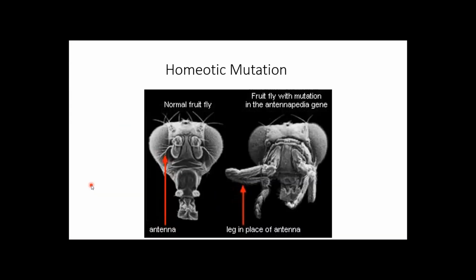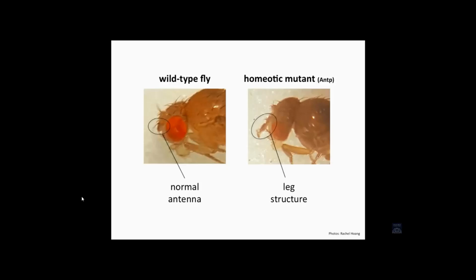This is a better picture of the homeotic mutation. We have a normal fruit fly, and this is its antenna. And in this mutation, the legs have been transposed, and they are where the antenna should be. That's due to a Hox gene mutation. Striking homeotic phenotypes like this are part of why the Hox genes have garnered so much interest.